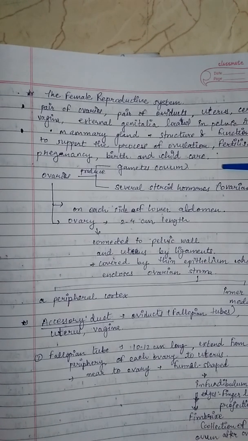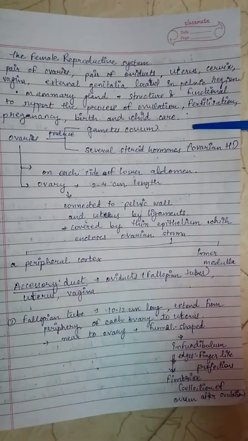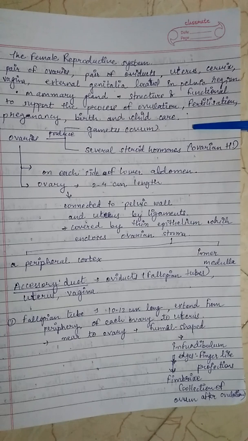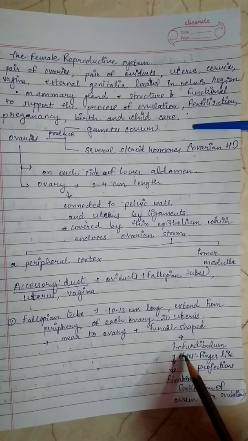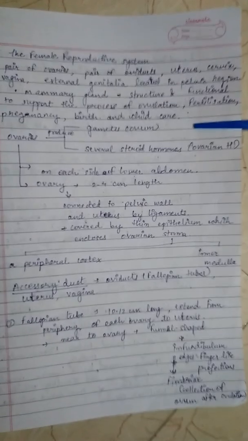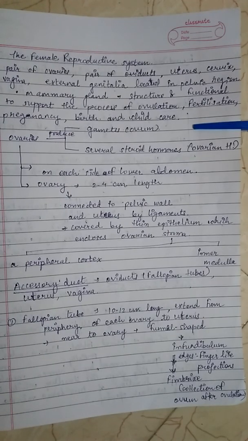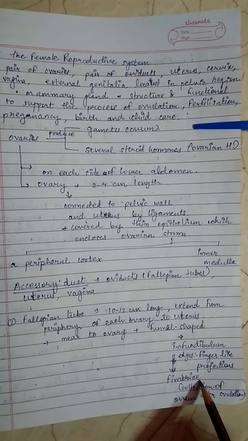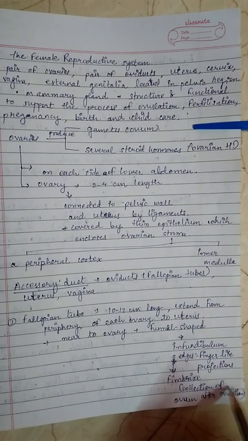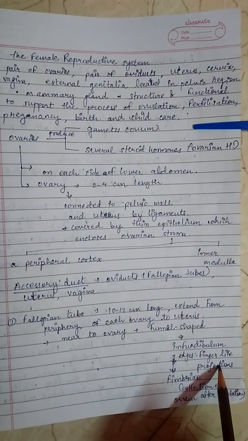Each fallopian tube is 10 to 12 centimeters long and extends from the periphery of each ovary to the uterus. The part closer to the ovary is funnel shaped, which is termed the infundibulum. The edges of the infundibulum possess finger-like projections called fimbriae, which help in the collection of the ovum after ovulation. The fimbriae and all these things are in the labelled diagram 3.3.